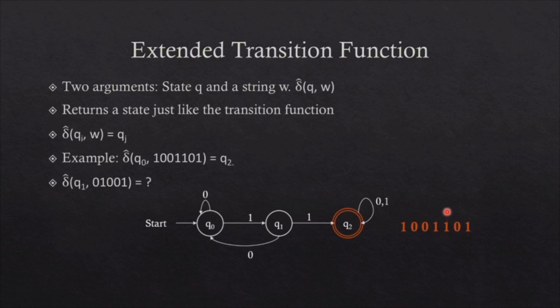Also notice that the string contains two consecutive ones, so it clearly belongs in the language that we are working with here. So when the automaton processes the string, it should end up in the final state, which is Q2. And it did. Cool. That means it works.